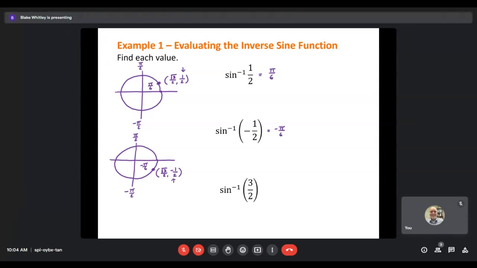Again, we do need to write our answer as negative pi over 6, even though that would be equivalent to 11 pi over 6, right? If you went all the way around the unit circle there, we always want to make sure our value is somewhere between negative pi over 2 and pi over 2, so we have to use the negative value here.